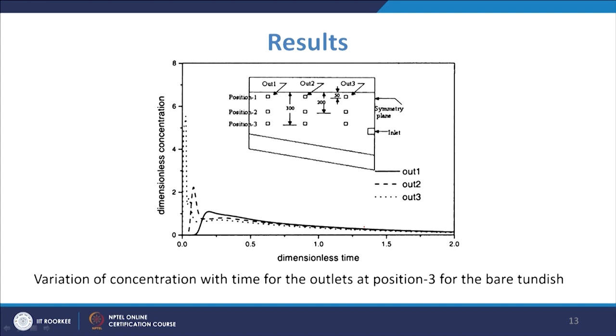So you find the value of the mean residence time in these cases, and you just see how much, because 1 minus the actual mean residence time divided by the theoretical mean residence time will give you the dead volume region, which should be minimum.